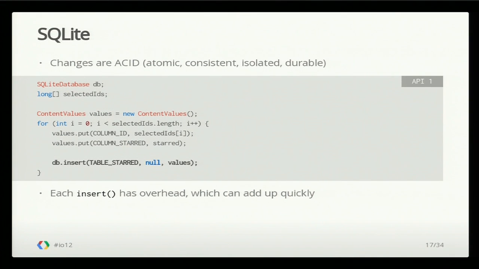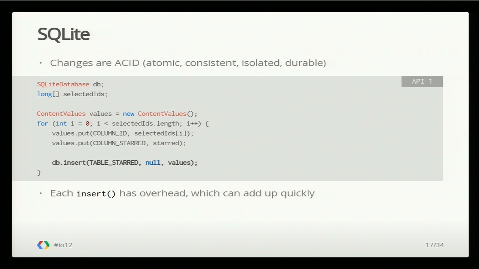OK, so now we have our set of starred photos that the user is interested in. Let's go persist it, and let's use SQLite. So SQLite is powerful because changes that we make are ACID. They're atomic, consistent, isolated, and durable. So let's write some code to do this.